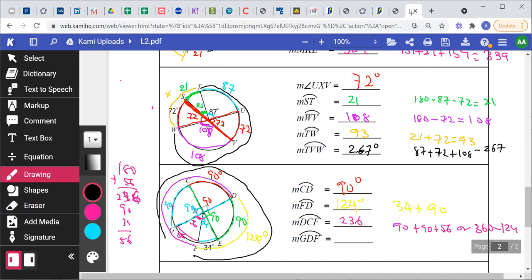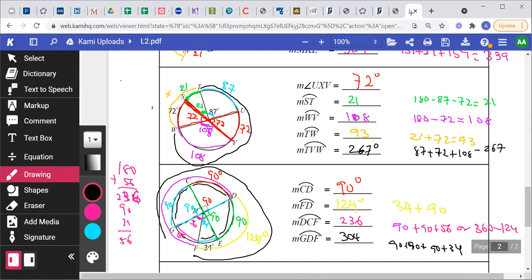What would that give me? That would be G to C, which is 90. That means this distance here, 90, plus this distance 90, plus this distance 90, plus this distance 34. So it's going to be 90 plus 90 plus 90 plus 34. If I calculate 90 plus 90 plus 90, 270, 270 plus 34, that's 304.